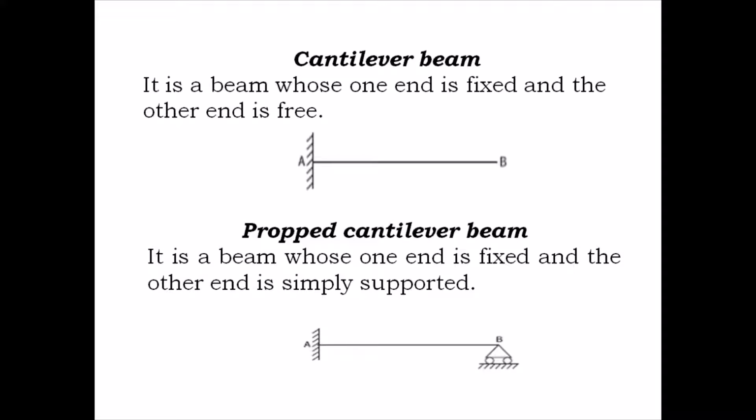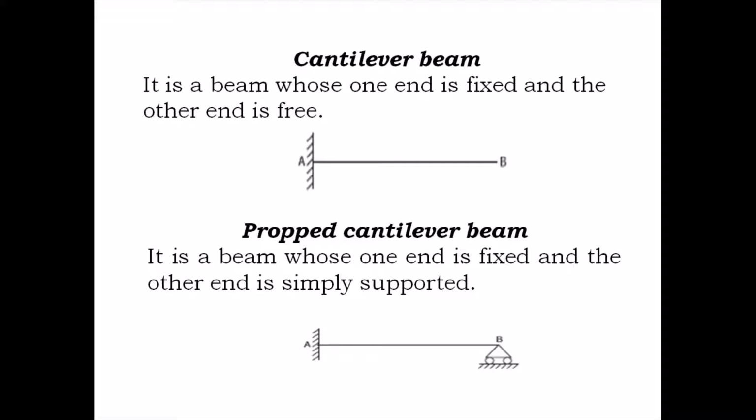The next is propped cantilever beam. A propped cantilever beam is again one side of the beam fixed and the other side simply supported. So nothing much difference between a cantilever beam and a propped cantilever beam. A propped cantilever beam has an additional support at the other end of the beam. So a beam which is fixed at one end and propped, or simply supported, at the other end is a propped cantilever beam.